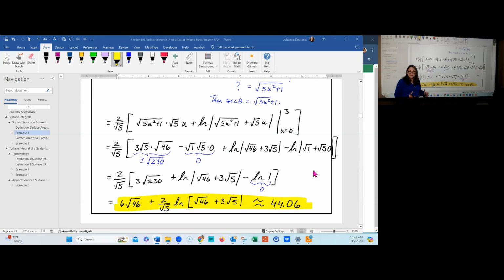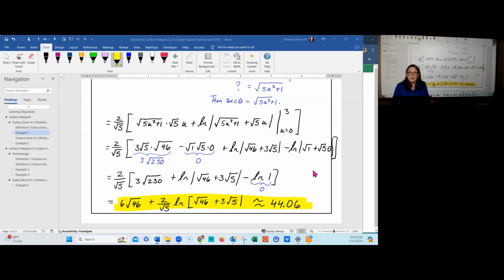There's quite a bit of simplification that has to take place in here, and at least one of the terms goes to 0. When I do this multiplication or substitution and I work out each one, I also get a natural log of 1, which is also 0. So my final result is 6 times the square root of 46 plus 2 divided by root 5 times the natural log of the quantity root 46 plus 3 root 5, which is about 44.06.